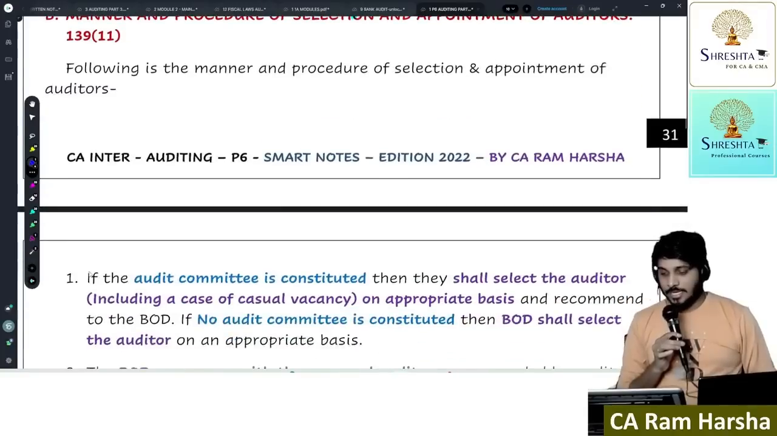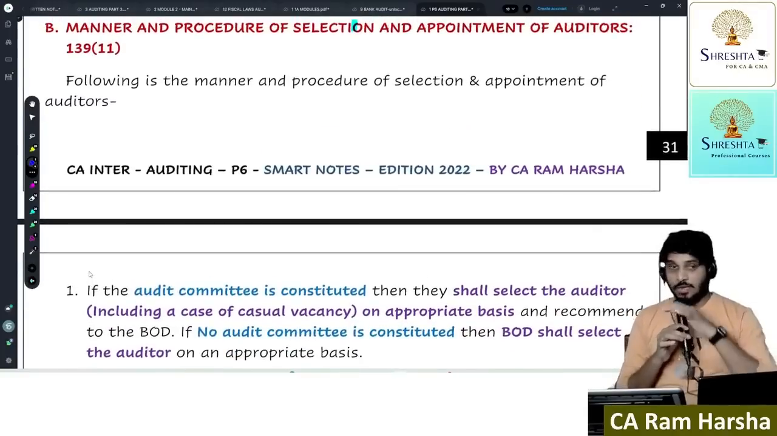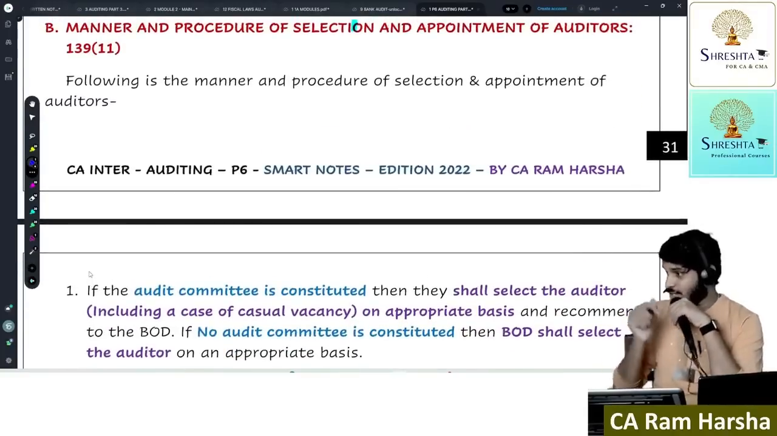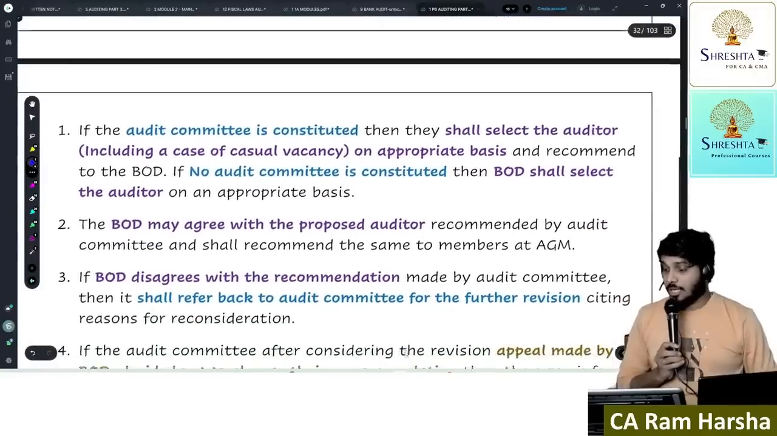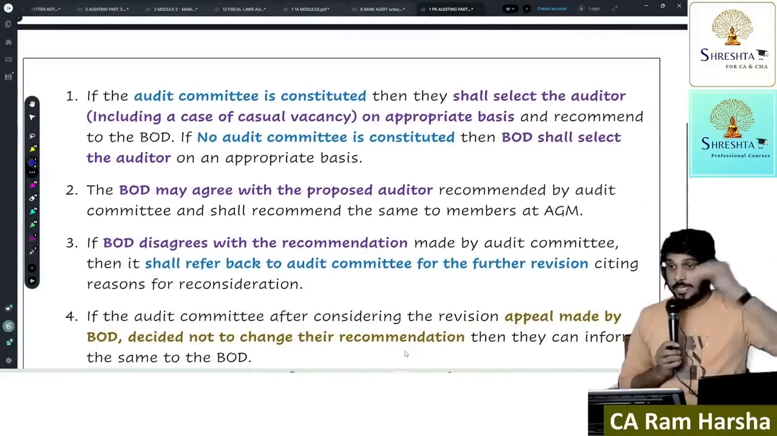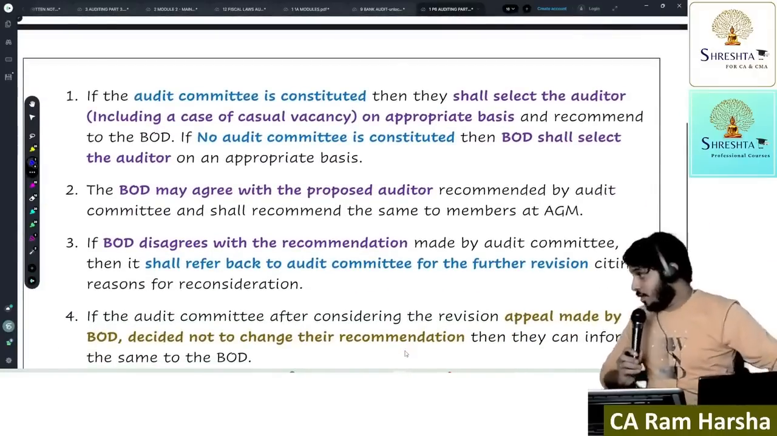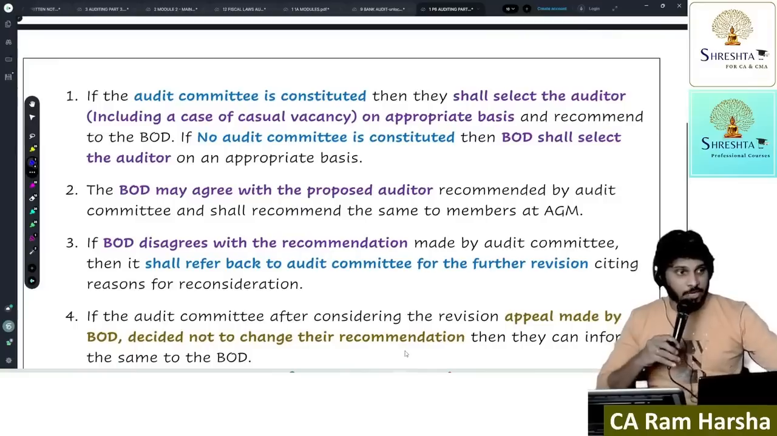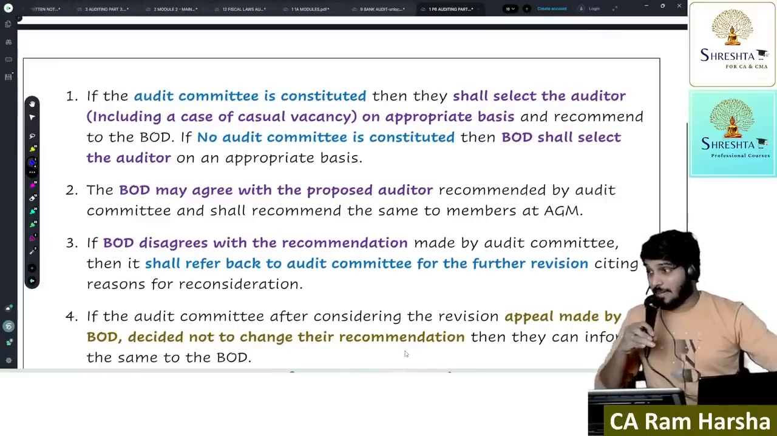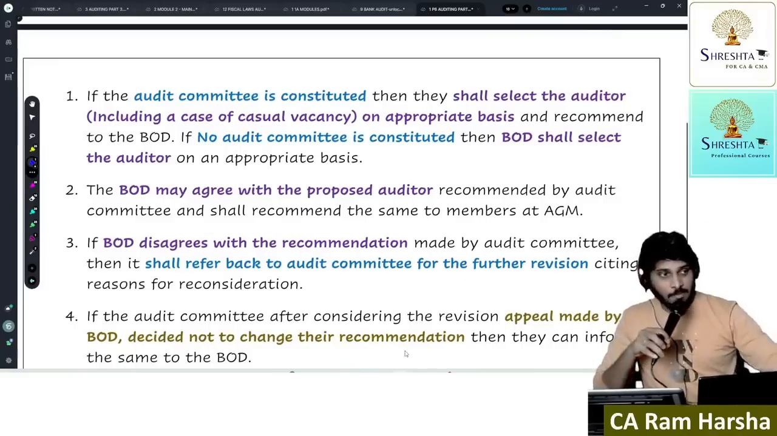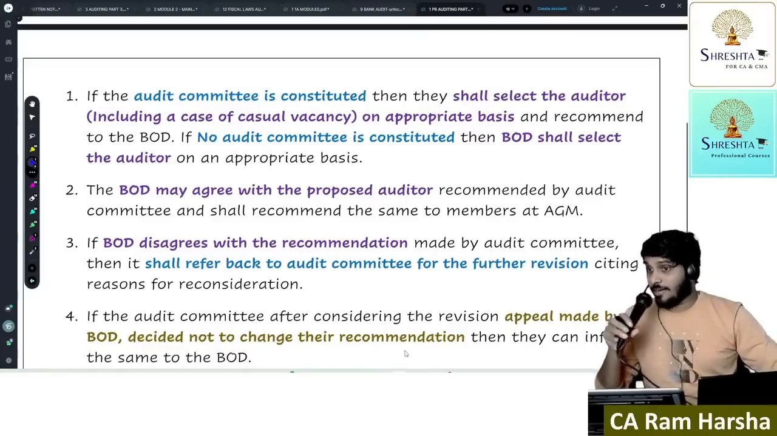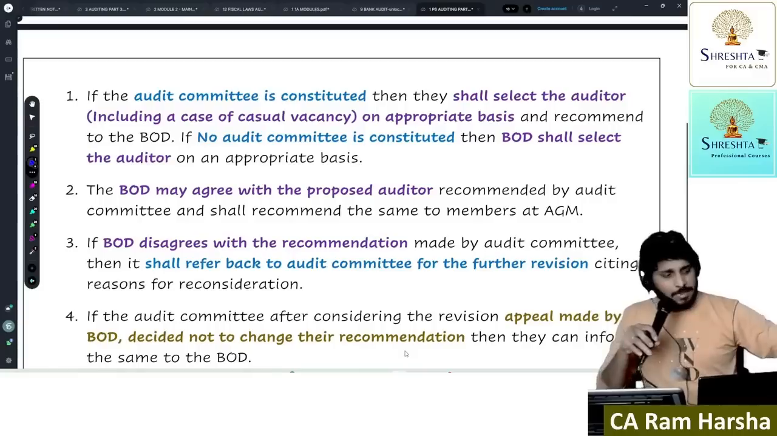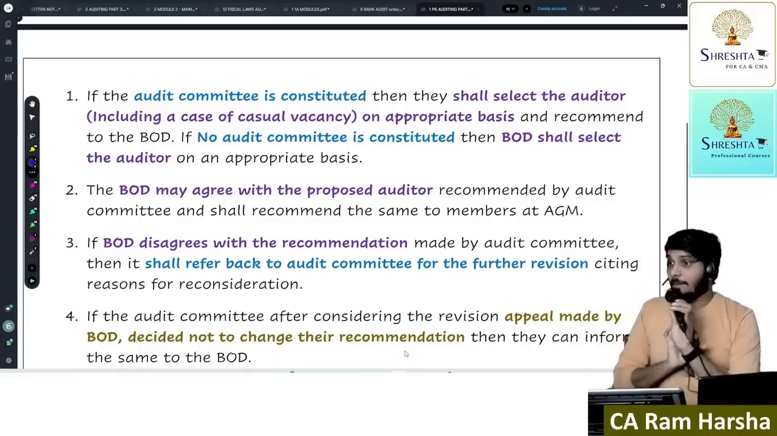Now, what is the selection of auditor for appointment of auditor? Before appointment, first you should select the auditor. Now, what is the procedure for selection? Suppose audit committee is constituted, then the auditor shall be selected by the audit committee and recommended to the board of directors. The board of directors can't appoint. They will recommend it to members.